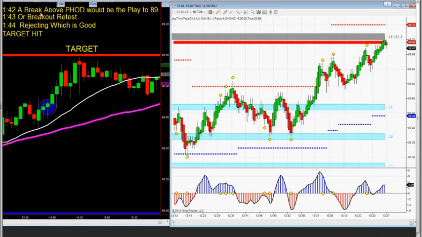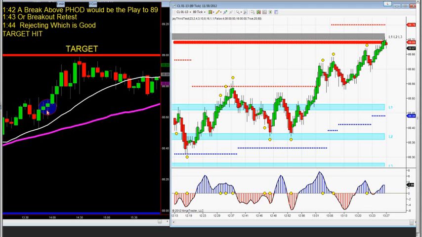At 1:42 p.m. Eastern Standard Time in the afternoon, I said a break above previous high day would be a play to 89. I have 2 leading indicators in this room that will teach us how to buy and sell off big support resistance. One was market profile that I just showed you on these big breakouts and breakdowns. The second is this rolling pivot.